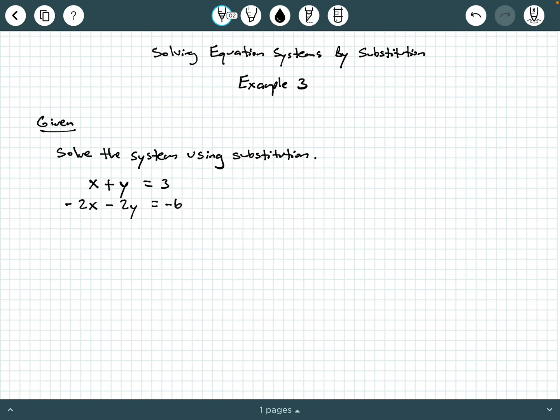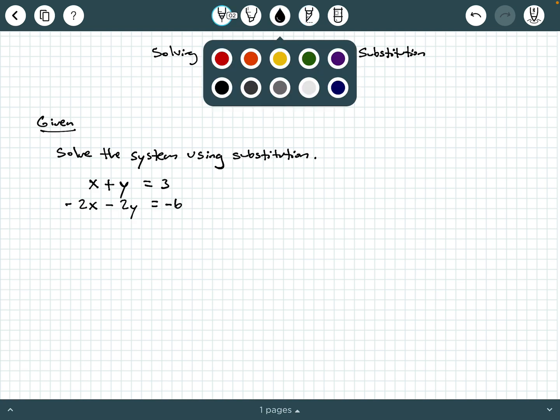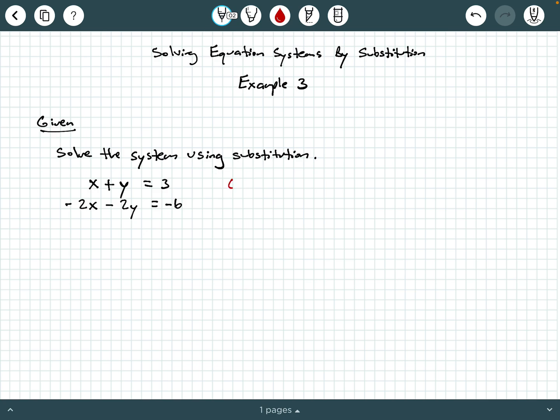So our given information says solve the system using substitution. And we have our two equations. We have a system of two equations with two variables. Our first equation is x plus y equals 3, and our second equation is negative 2x minus 2y equals negative 6. So if you want, just to be organized, we can label these equations, equation 1 and equation 2, just to kind of keep them straight in our heads. And we're going to go ahead and write solution here.